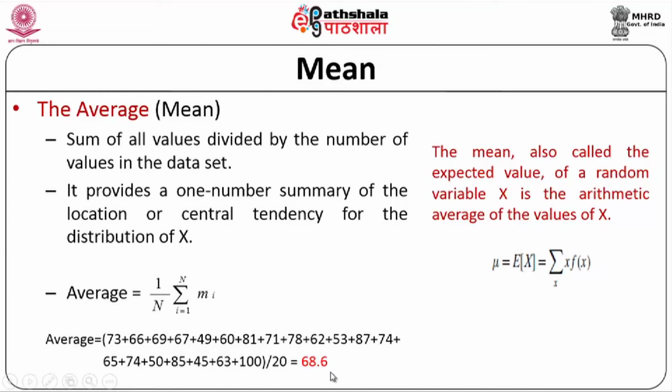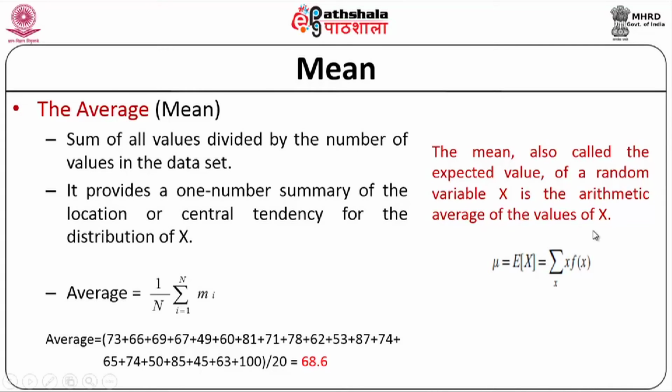Now, this number can be considered as a one number summary, which clearly tells you the central tendency of the given data set or the distribution of the data x. The mean is also called the expected value of a random variable, which is generated by means of its arithmetic average.